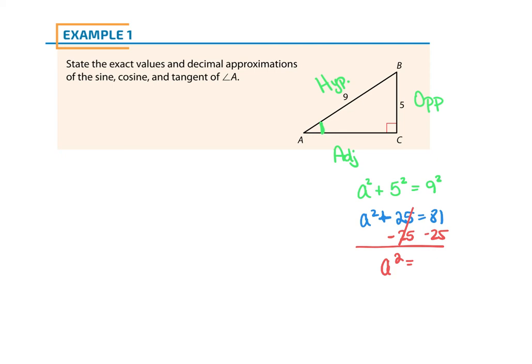No takers on this one? 56, right? It does not have a perfect root. We're not done. We have to take the square root of both sides. 56 does not have a perfect root. We're not going to put it in decimal form for this. When you do ratios, you're going to just use simplest radical form.